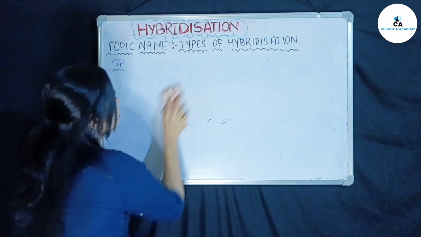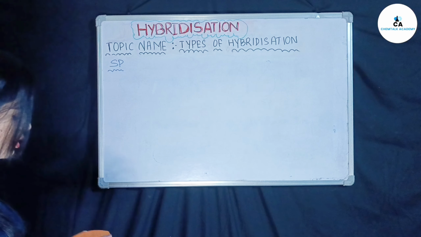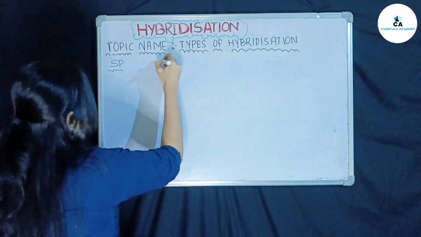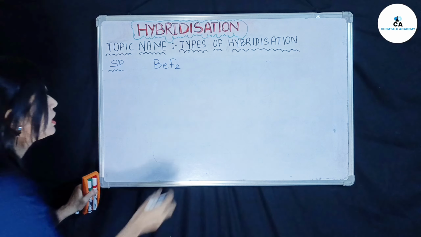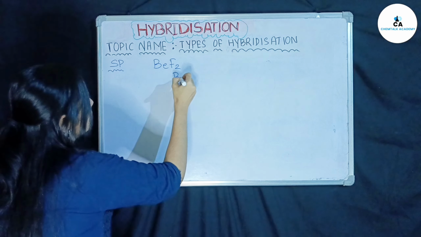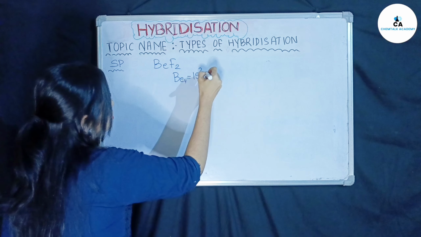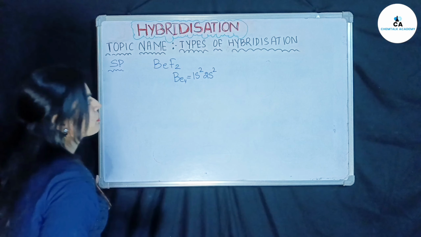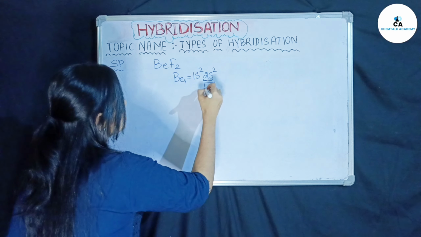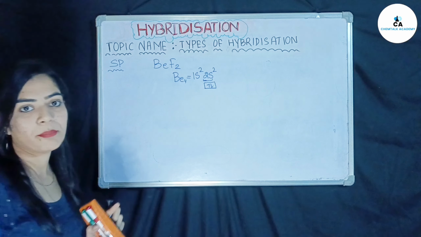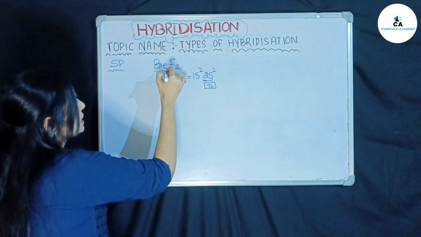Okay, so what is the atomic number of beryllium? 4. So beryllium, Be, we are discussing BeF2. The atomic number of beryllium is 4 with electronic configuration 1s2, 2s2. So the valence shell is 2 and consists of 2 electrons. Here the beryllium is the central metal atom.